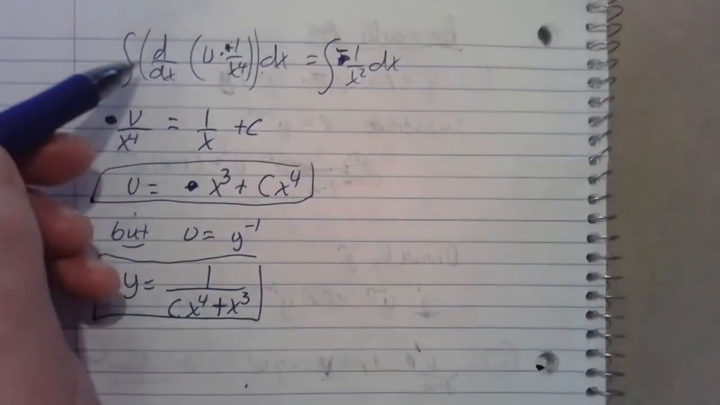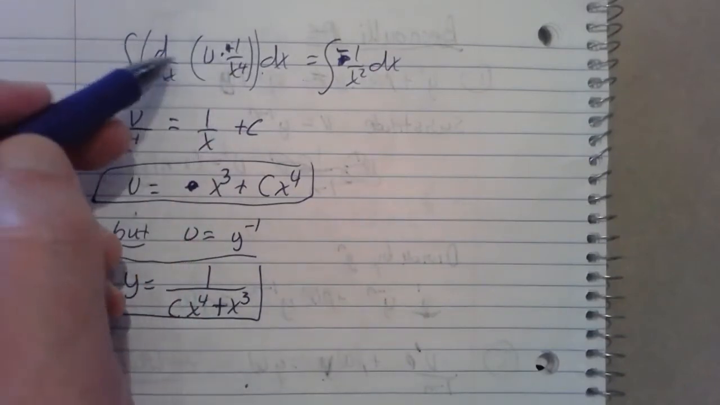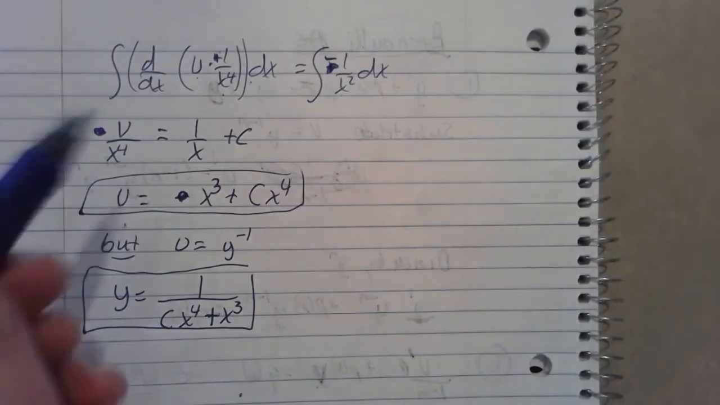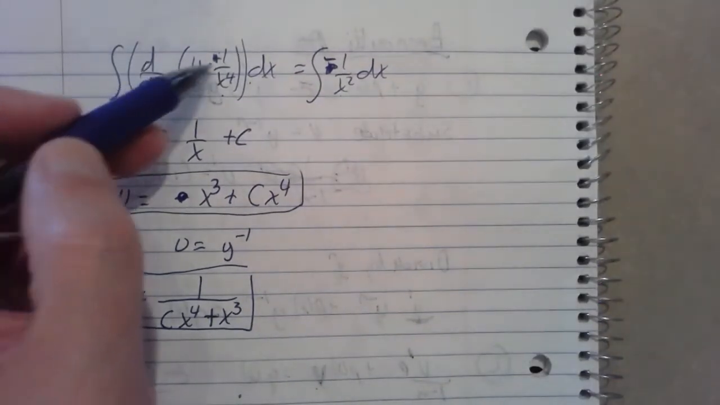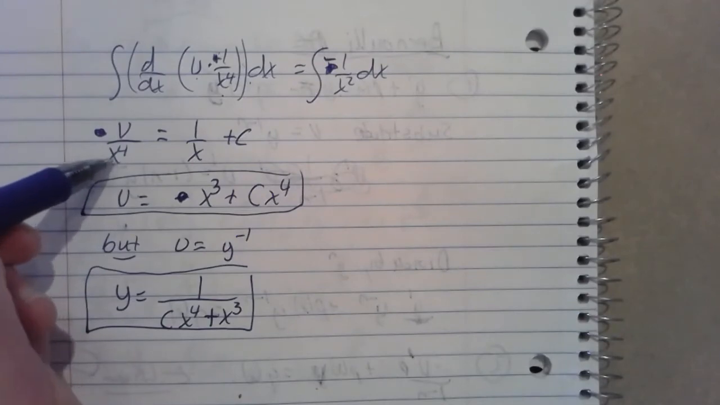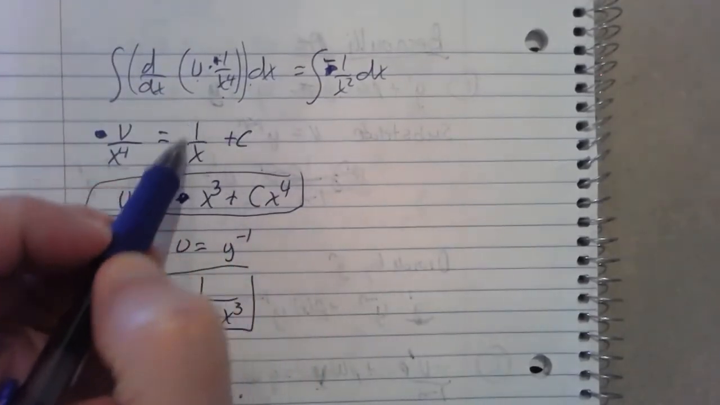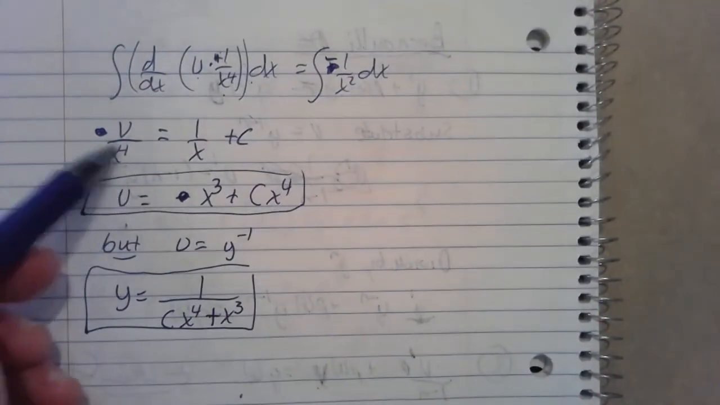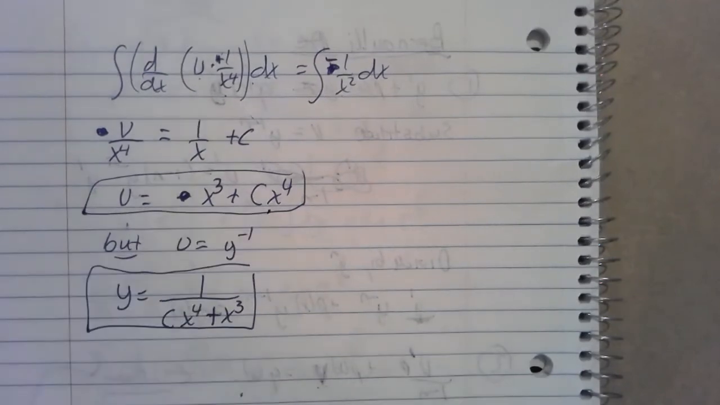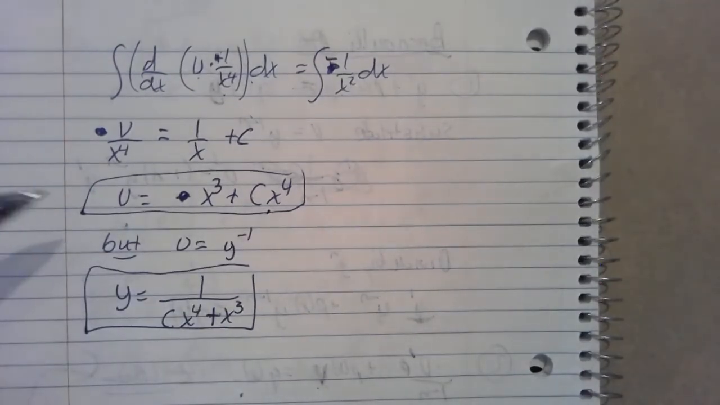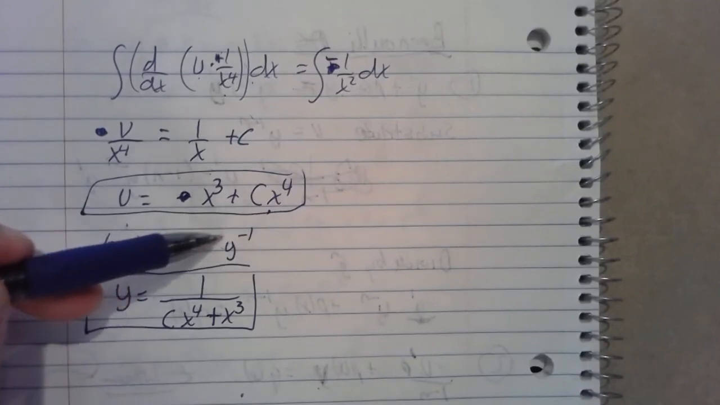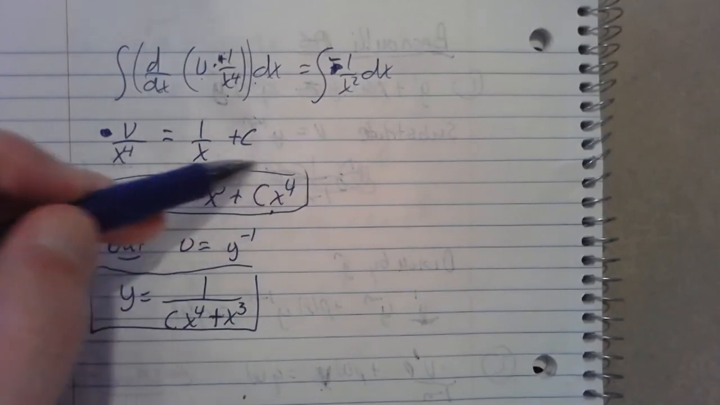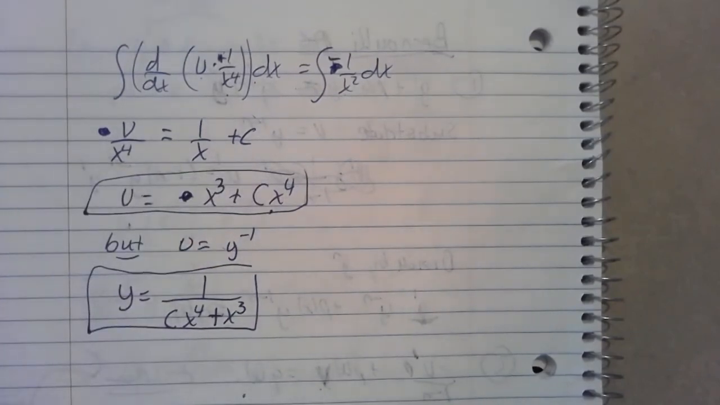The antiderivative of the derivative of v over x to the fourth is v over x to the fourth. Don't forget the plus c over here. Then distribute the x to the fourth over. But remember, we're not solving for v, we're solving for y. v was y to the negative 1, or 1 over y, so y will be 1 over this. So we have solved that Bernoulli DE.